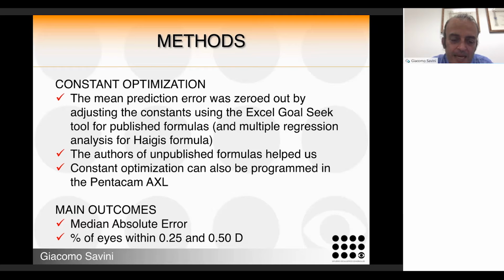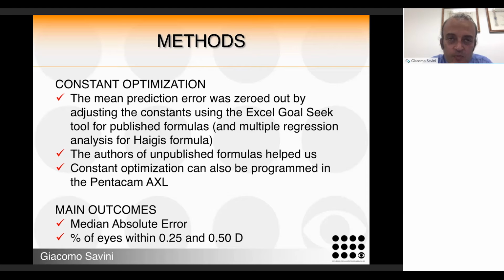And the main outcomes of this study were the median absolute error and the percentage of eyes with the prediction error within a quarter and a half diopters. Not everybody knows what the median absolute error is. Just give me a few seconds to explain.